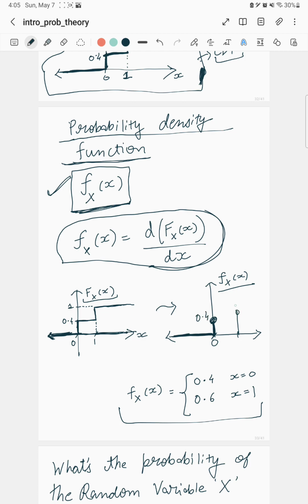So you can say that this is a Dirac delta function denoted by this, which means that the density function f_X of 1 would be 0.6 and f_X of 0 would be 0.4. So you would need a Dirac delta function if you want to represent it in a continuous space, and if you want to use the notations of probability density functions. But in case of discrete random variables such as x, we can also use something known as the probability mass function.